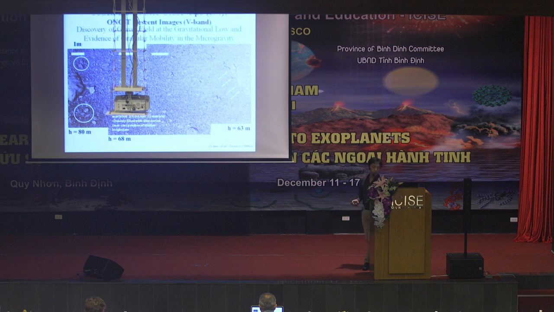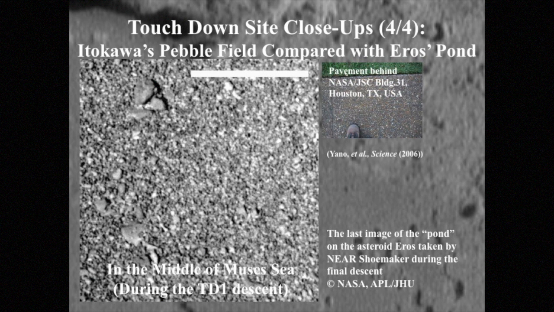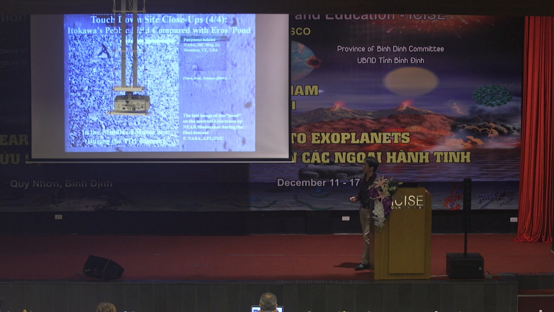And then I can even blow up over here. This is how it looks, and these are the areas we actually received the samples from. And then backsides, these are actually the final images of Eros by NEAR Shoemaker. So you can see the grain size or granular size is far different on the microgravity surfaces. And this is a pavement of a NASA facility, all at the same scale.